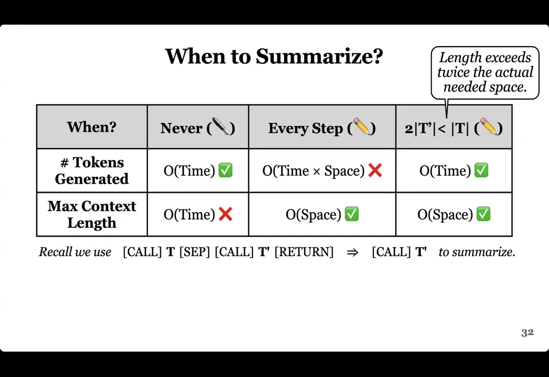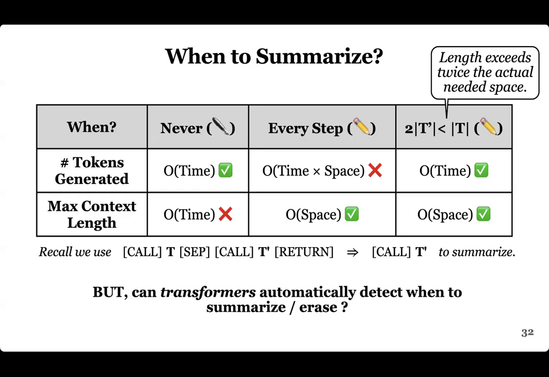So now we know the high-level idea of how Pencil can solve arbitrary computable problems, and why it can achieve both time and space optimality. But the next step is to prove how real-world transformers automatically detect when to summarize and erase, and whether transformers can do the summarization and simulate the running process of the Turing machine. Because this is a very complicated algorithm, as we mentioned in the previous slide, here is the proof technique we use.